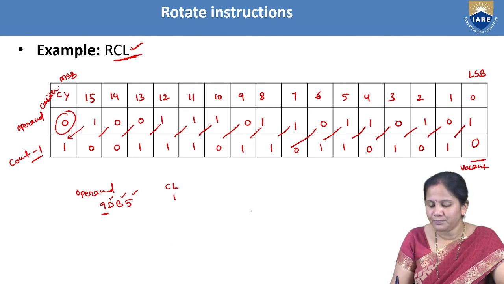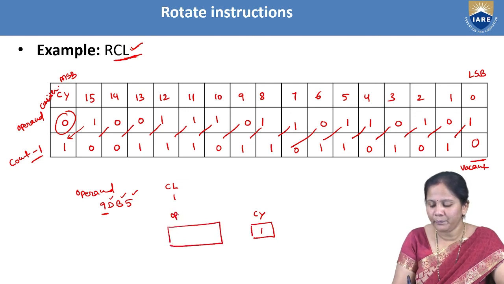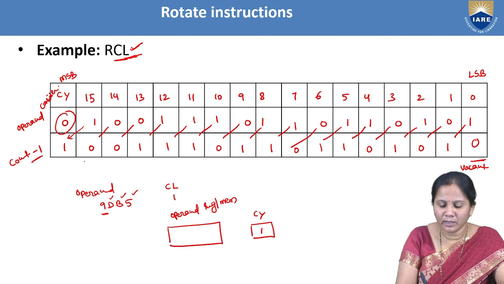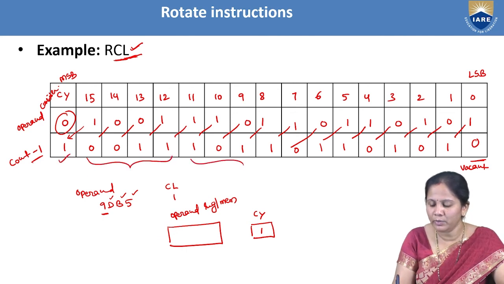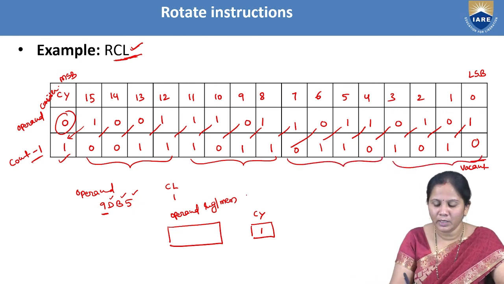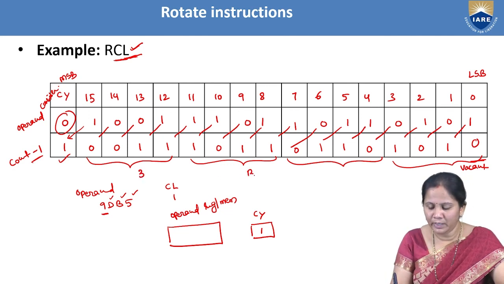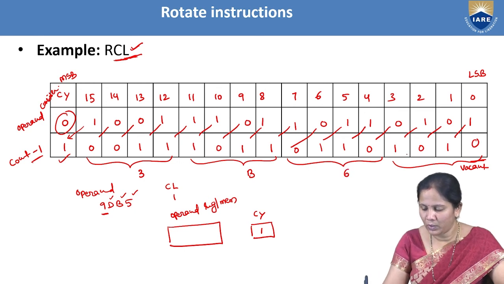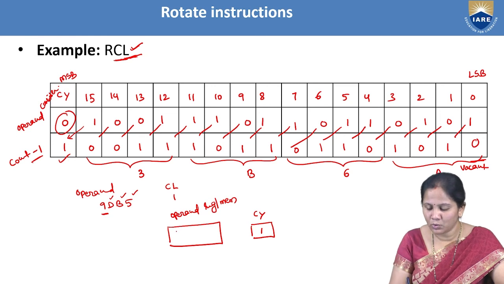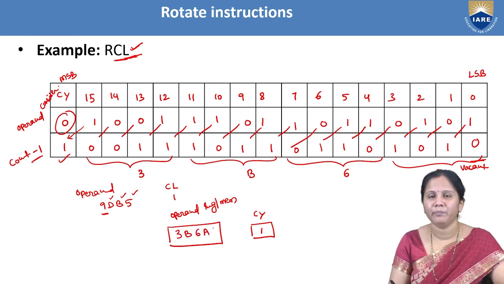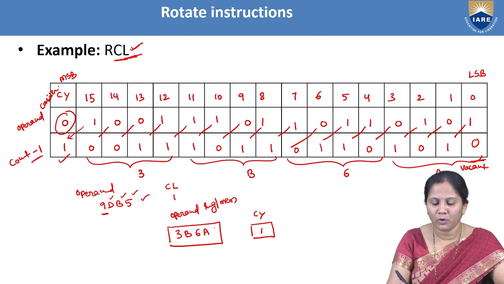Now, from this, we can say here the carry bit is 1, and here in place of operand, what is stored in a register or a memory location. Okay. So here excluding this carry bit, consider this binary value into the hexadecimal value. Okay. So here 0011 means the value is 3, 1011 the value is B, and here it is 6, and 1010 the value is A. Okay. So this 9DB5 will be modified as 3B6A when this RCL instruction is executed one time.